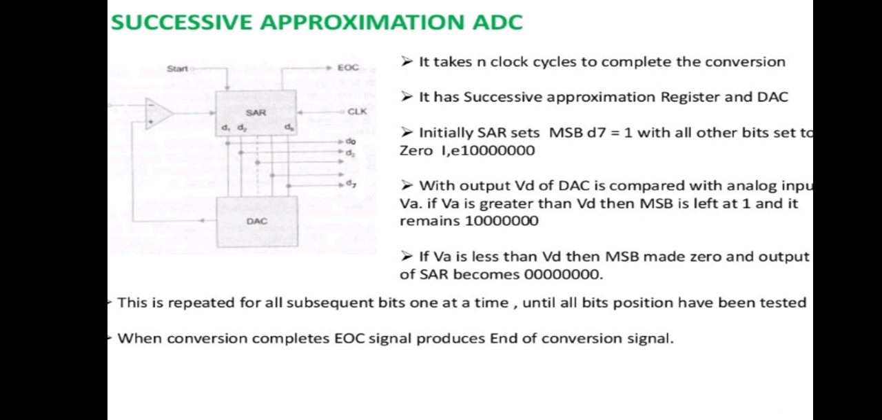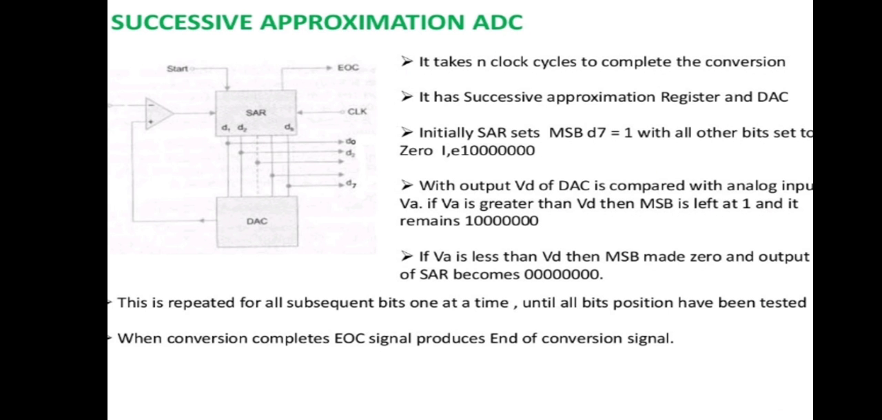Successive approximation ADC. It takes n clock cycles to complete a conversion. It has a successive approximation register and a DAC. Initially, the SAR sets MSB D7 equal to 1 with all the other bits 0, i.e. 1, 0, and the output VD of the DAC is compared with the analog input VA.